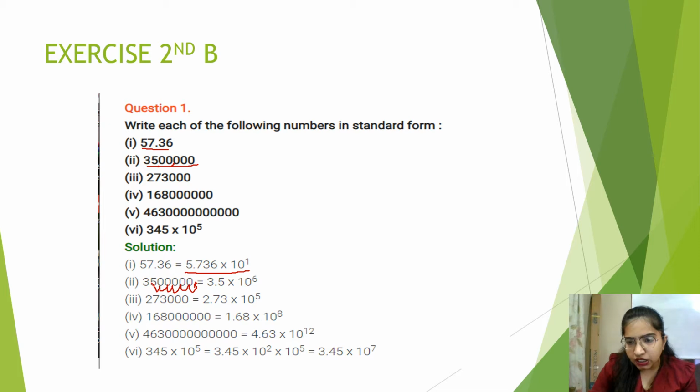You are shifting the point after 6 digits. Yes or no? So you should write 3.500. You can put the zeros or not, it's up to your wish, because after the point there is no value of 0. So it is 3.5 into 10 raised to power 6, because you are shifting the point 6 digits.